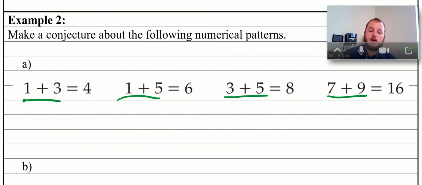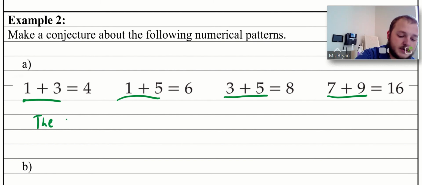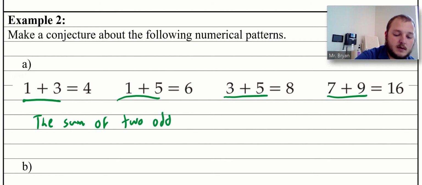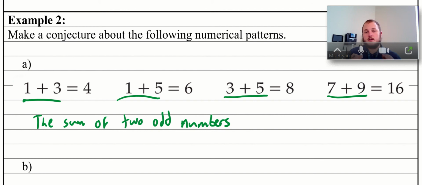Well, notice all the numbers that we're adding together are all going to be odd. Okay, so that's one thing to notice. And we're adding them together. So what we call that in math is the sum, right? So we're going to say the sum of 2 odd numbers. Okay, that's part of our pattern. I have 2 odd numbers here, so 1 and 3, 3 and 5, and so forth. Okay, what about them specifically?